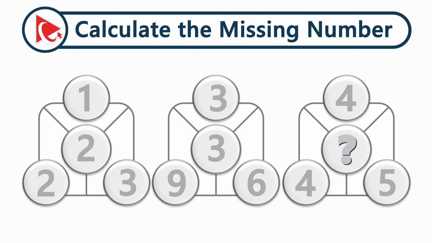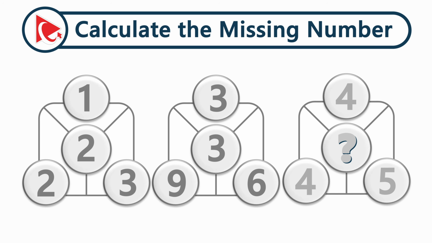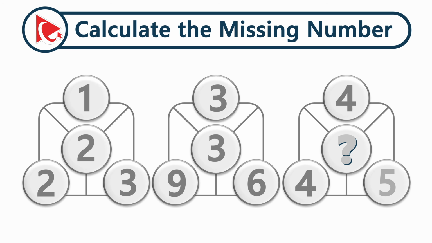You're presented with a phenomenally cool symmetrical set of shapes. The first shape has numbers 1, 2, and 3, and then number 2 in the middle. Second shape has numbers 3, 9, and 6, and then number 3 in the middle. The third shape has numbers 4, 4 again, 5, and then a missing number in the middle, which you need to calculate and select your answer out of 4 possible choices.